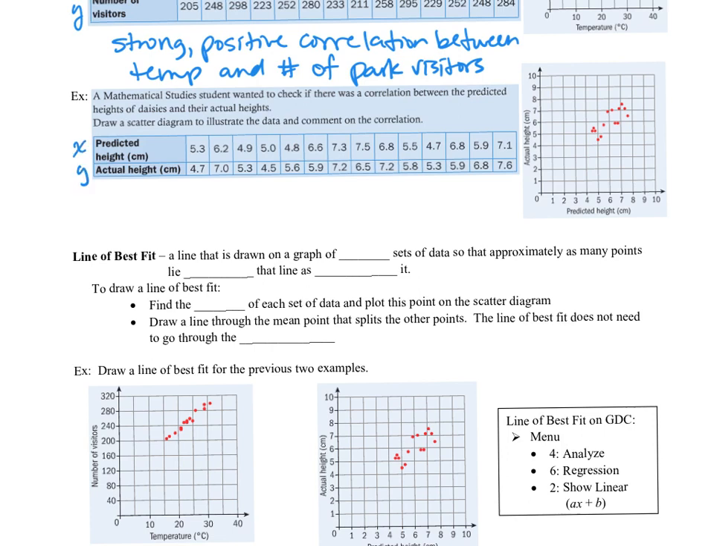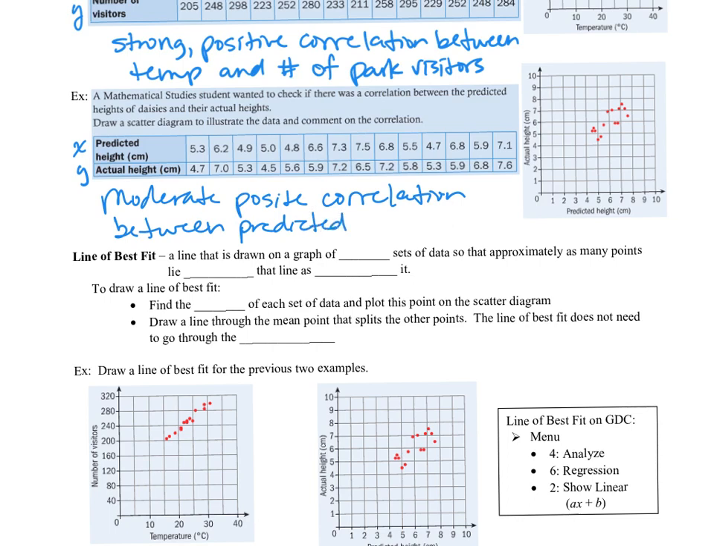As you take a look at the graph, you can see that there does appear to be a correlation. It's certainly not as strong as the last one, but it's positive, though not very strong, so we're going to call that a moderate positive correlation between predicted height and actual height.